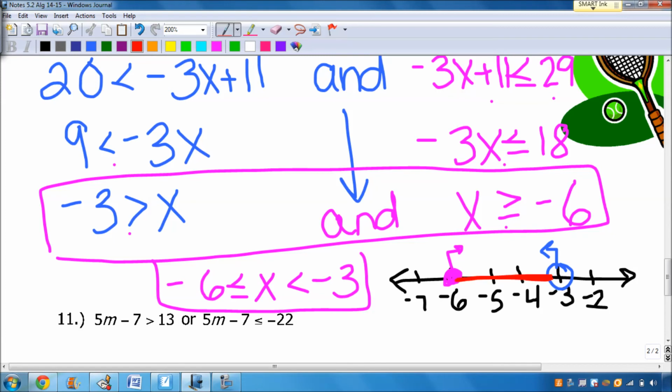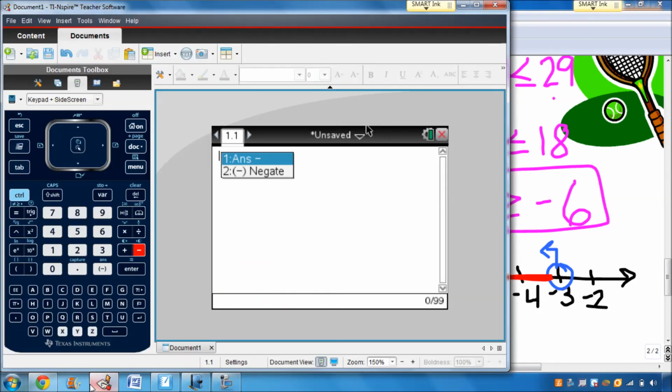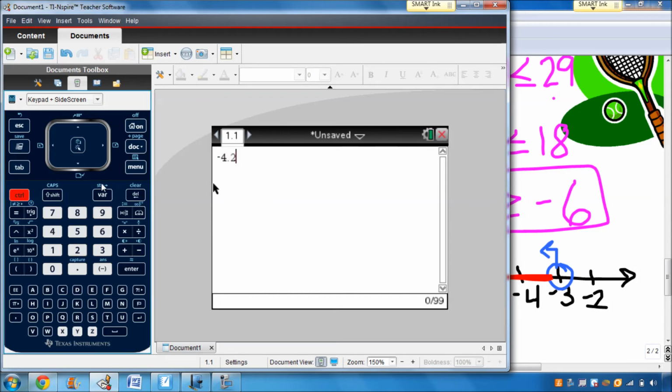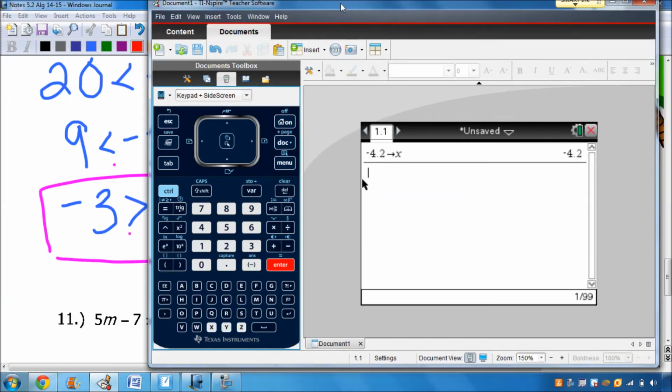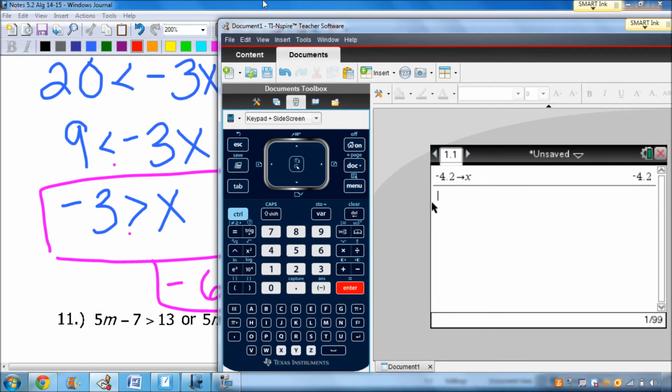So you need to open up a calculator document in your calculator, and you can check any number that's in the shaded area. So for me, for example, I'll just check negative 4.2 because it's in the shaded area. So what I'm going to do is type in negative 4.2, and then store it in, control store as x like we've always done, press enter. Okay, then I'm just going to type in my inequality, the original problem.